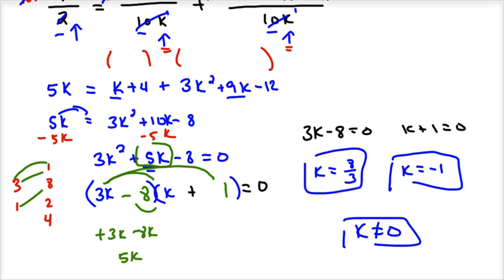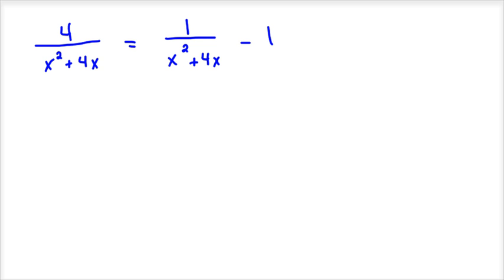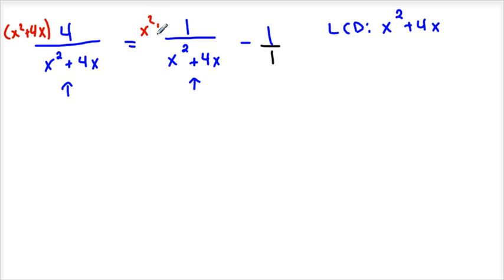Next example. 4 over x squared plus 4x equals 1 over x squared plus 4x minus 1 over 1 if you want to put that 1 there. Typically you should factor these as much as you can. However, since they're both the same, I'm going to leave them the way they are. So my LCD here is just going to be x squared plus 4x. Now multiplying through by x squared plus 4x. Multiplying this one by x squared plus 4x. And my last one, x squared plus 4x.